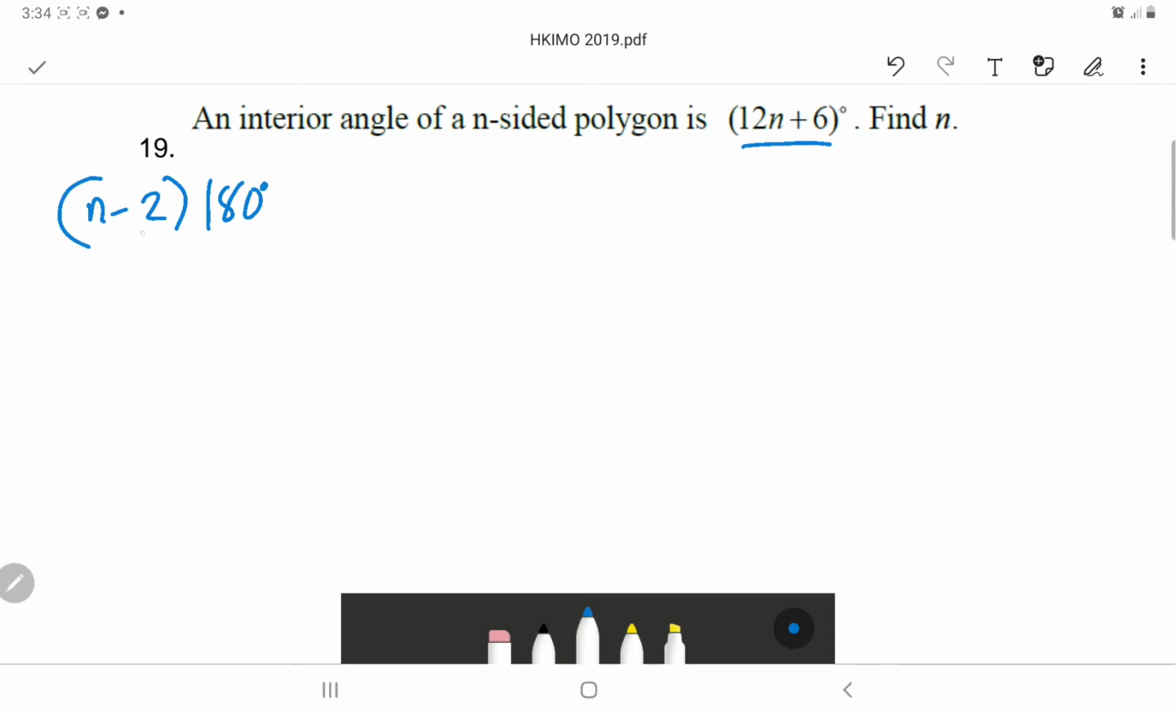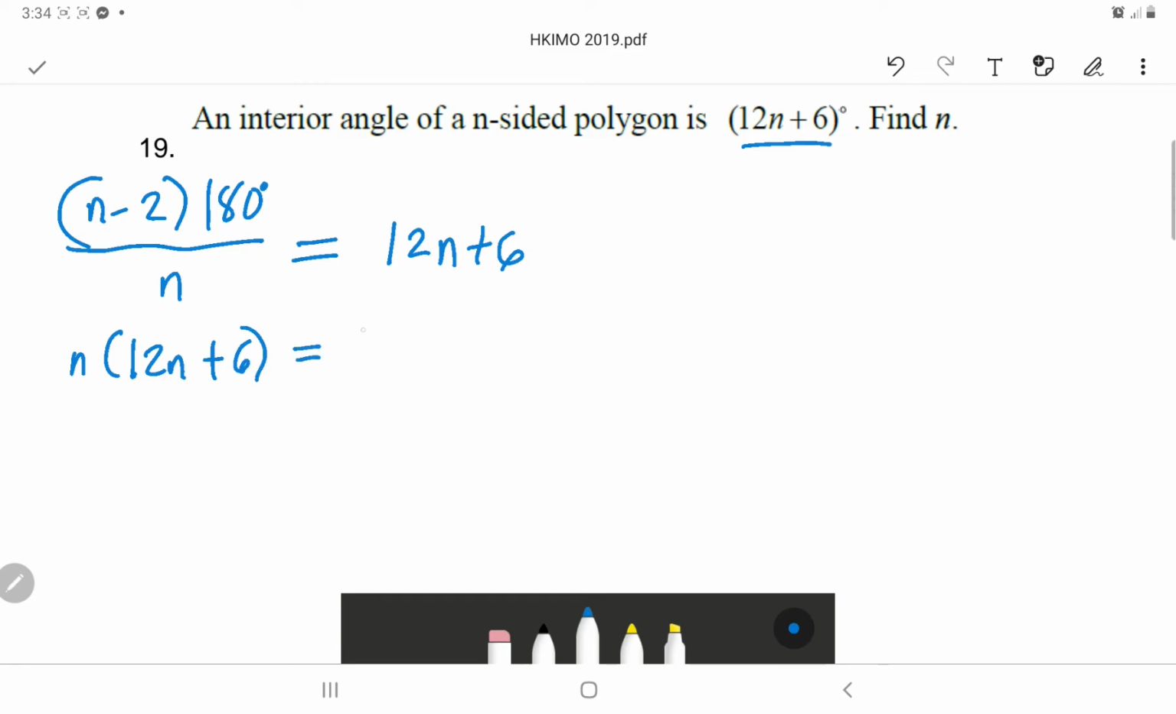So to use that, we could divide (n minus 2) times 180 degrees, which is the total sum of the interior angles of a polygon, by n. n is the number of sides. So we're going to equate this to 12n plus 6. That is the measure of an interior angle of an n-sided polygon. So we cross multiply.